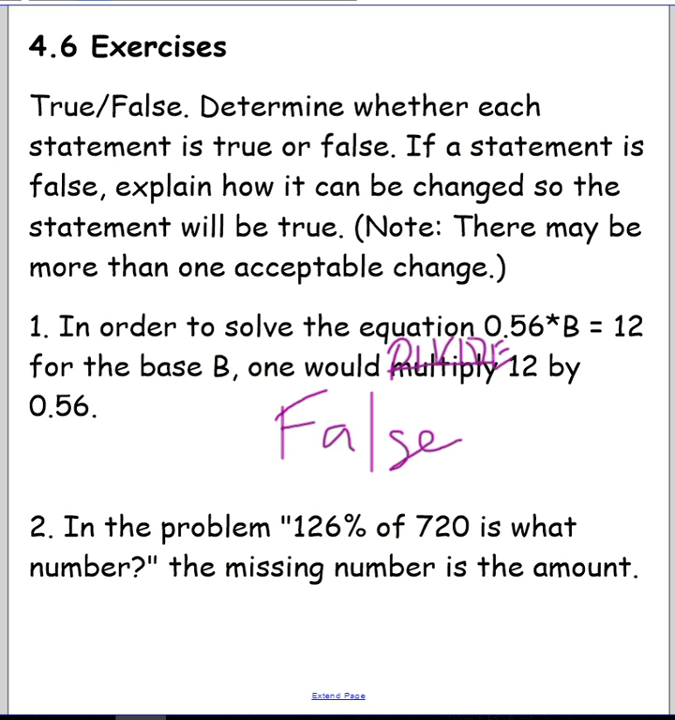Let's check number 2. In the problem, 126% of 720 is what number? The missing number is the amount. Well, we're doing "of" the base, so of B is what amount? "Is" is our A, because "is" links our A value to the percent. So they did get that right.